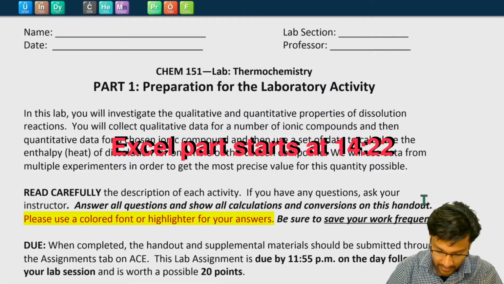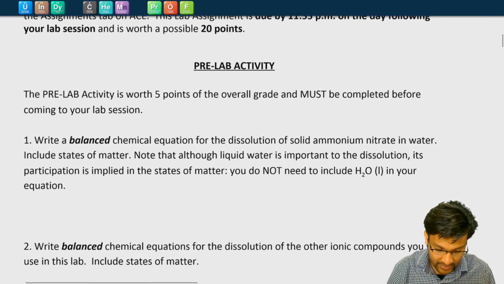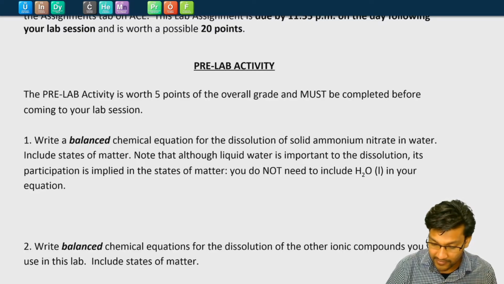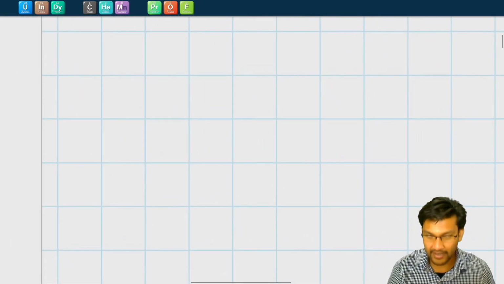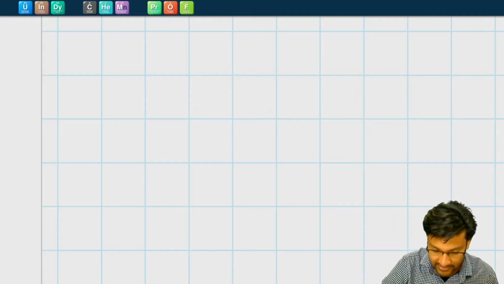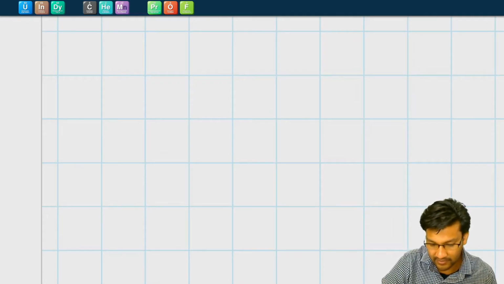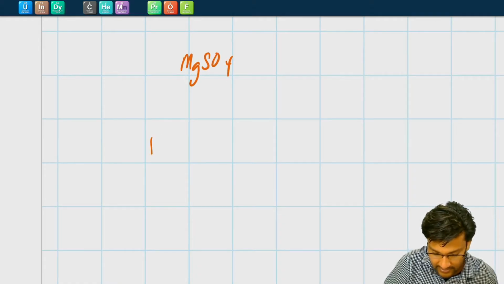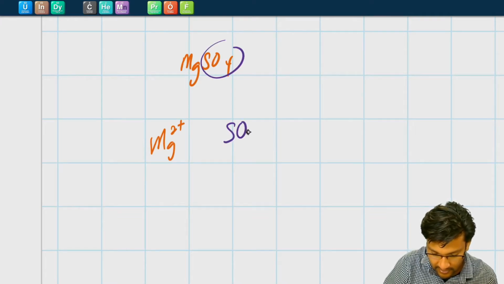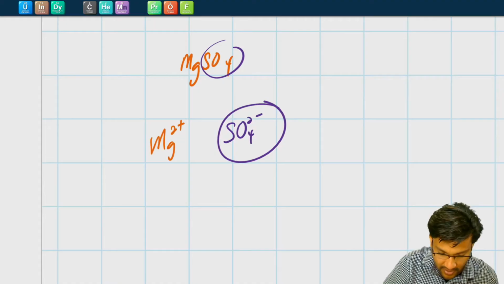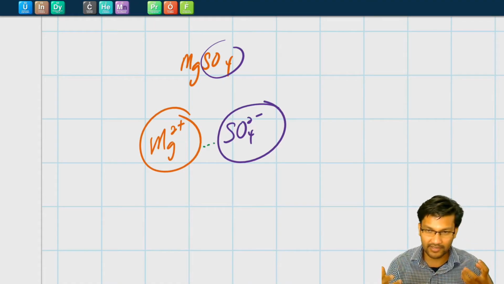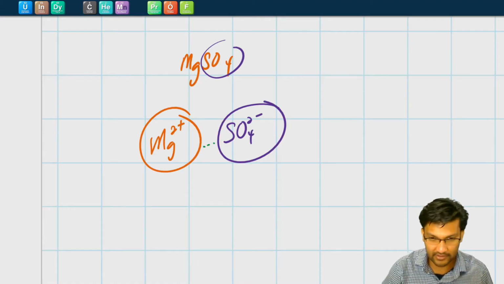Let's get started. In your pre-lab, we asked you to write a balanced chemical equation for the dissolution of a solid salt. You might picture salt crystals as composed of a cation and an anion. As an example, let's use magnesium sulfate, where magnesium has a 2+ charge and sulfate has a 2- charge. They're held together by what we call electrostatic forces. The positive charge and the negative charge attract each other.